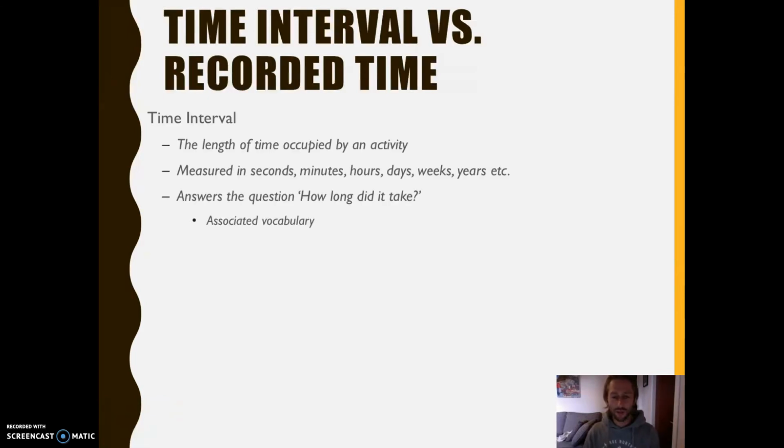Now, time interval is very simple. It simply means the length of time occupied by an activity. And that can be measured in seconds, minutes, hours, days, weeks, years even. And it answers the question, well, how long did it take? It's a really interesting idea here because oftentimes if young children ask, well, how long is it going to take? It's normal for an adult to reply with a unit of measure like minutes. So an adult might reply to the child, well, it's going to take 20 minutes. To which young children can often reply, but how long is that?